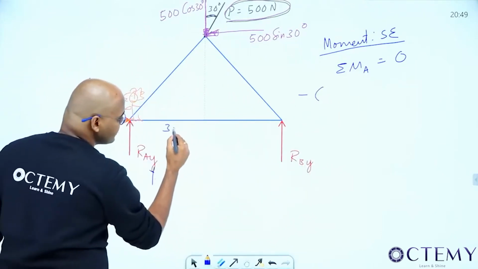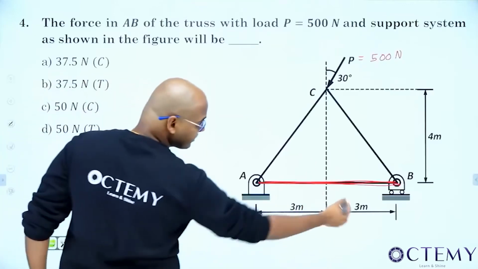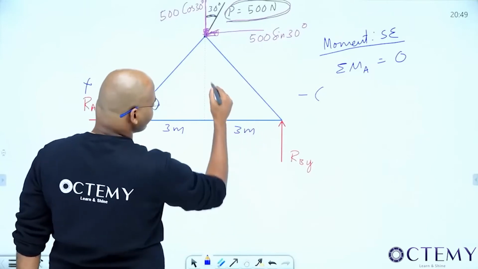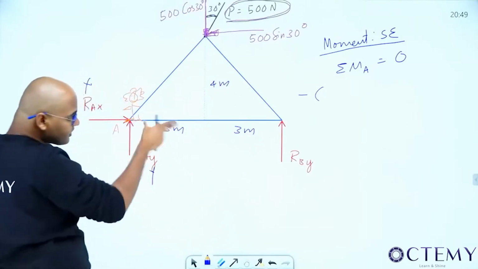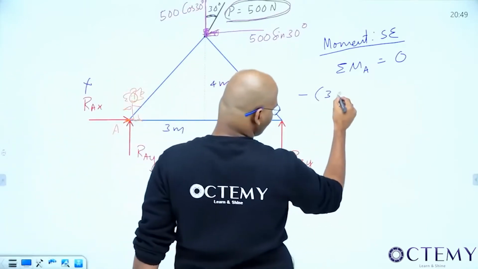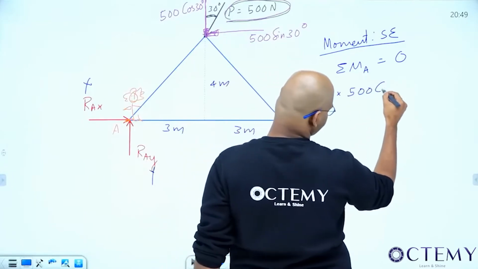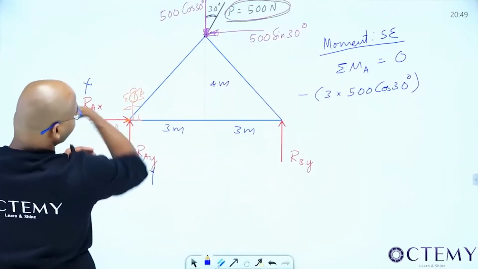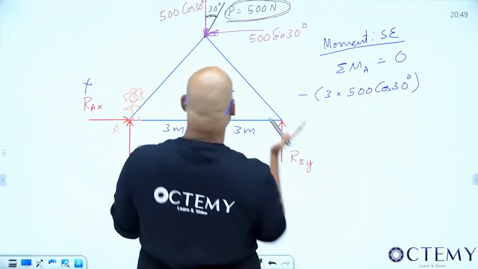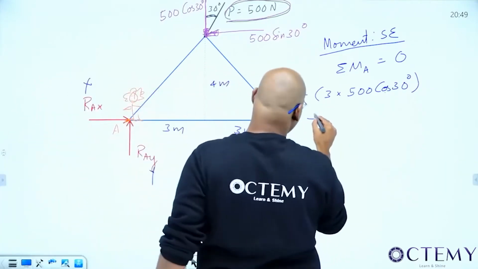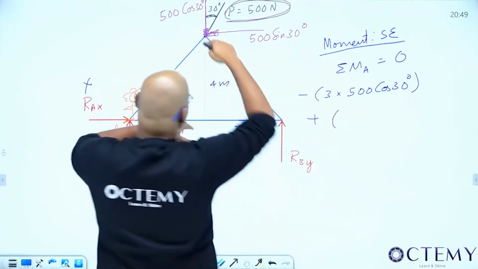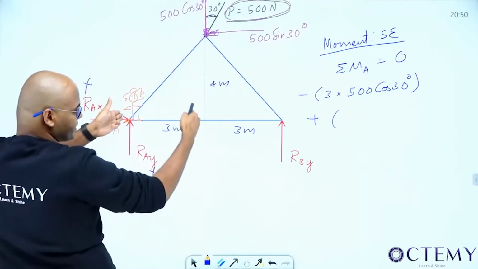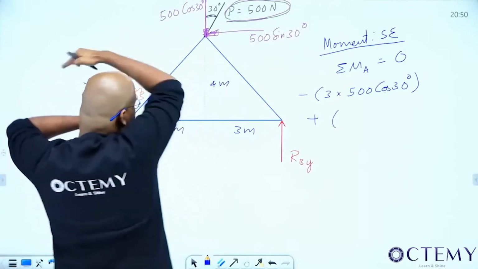What's the distance? See, this is 3 meters, vertical is 4. Yes or no? It's given. 3 meters, 4 meters. So this is how much? 3 meters. So 3 into 500 cos 30. 500 sin 30. How is 500 sin 30? Like this. So that is anti-clockwise. Anti-clockwise in the sense plus. See, for this, listen, it's at the same point, but this is the line of action. So the distance is 3. Same point, but this is the line of action.